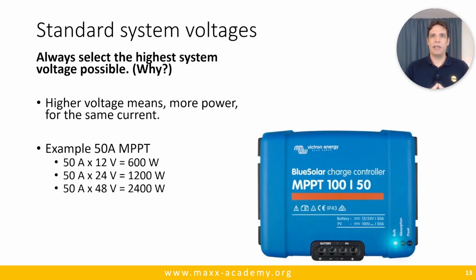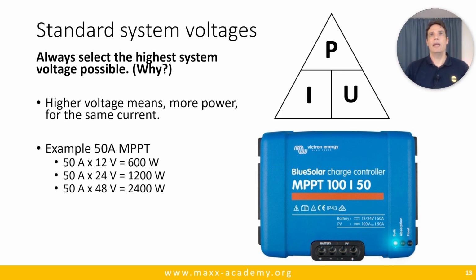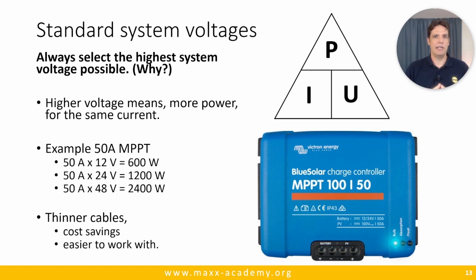So typically MPPT would look like that. And it all relates back to our power triangle, where power equals current times voltage. Another advantage is that one is able to use thinner cables because voltage drop has a lower effect on higher system voltages, and also thinner cables can handle more power at higher system voltages.